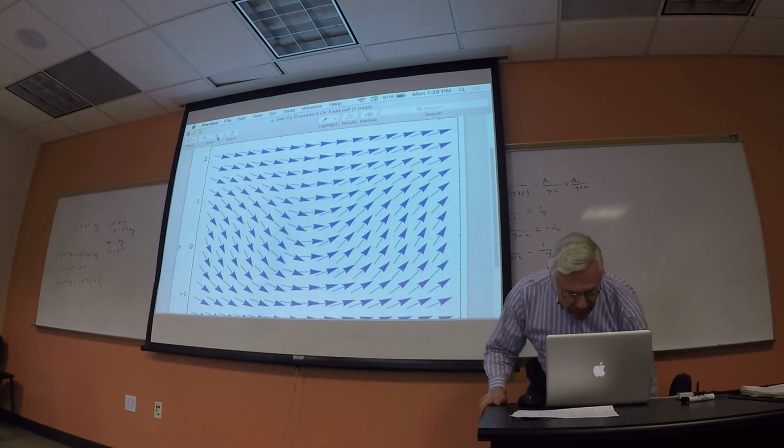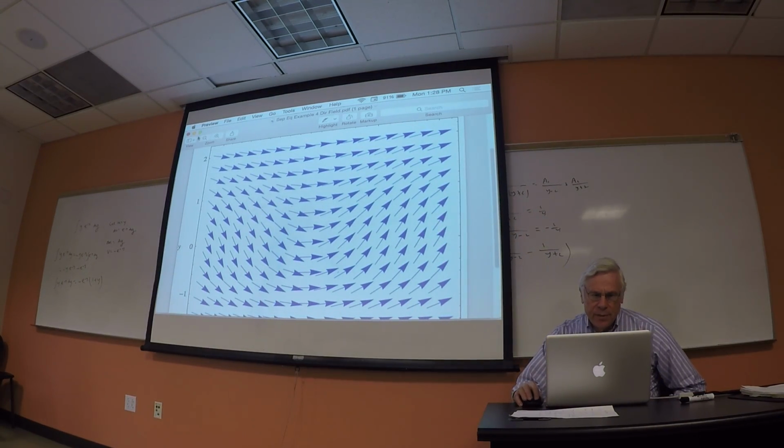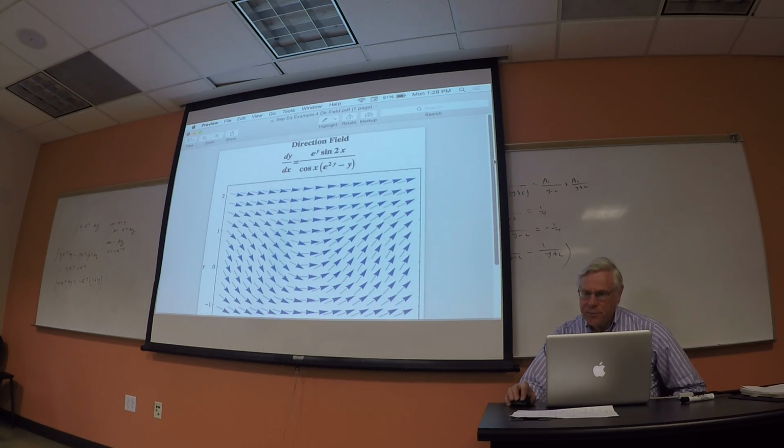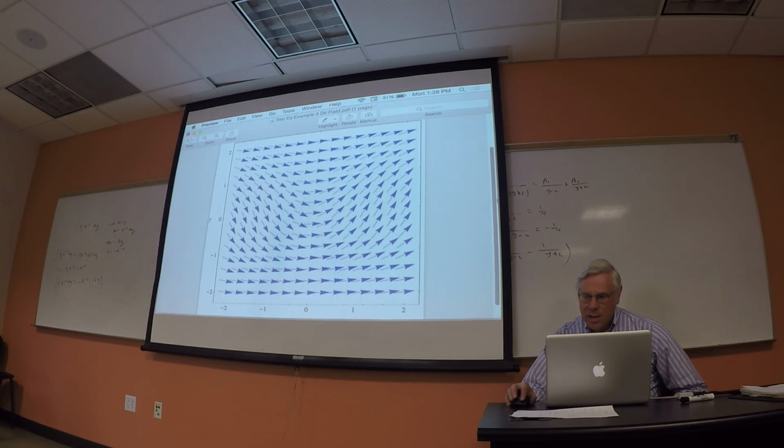Kind of blew it up a little, maybe I can just decrease the magnification a bit. Okay, so there's the direction field. That's what we started with: dy/dx is e^y sin 2x divided by cos x (e^y - y). And you can see what the direction field looks like. Remember, I basically went over the whole xy plane and I didn't assume any value for the constant. I just got the direction field.